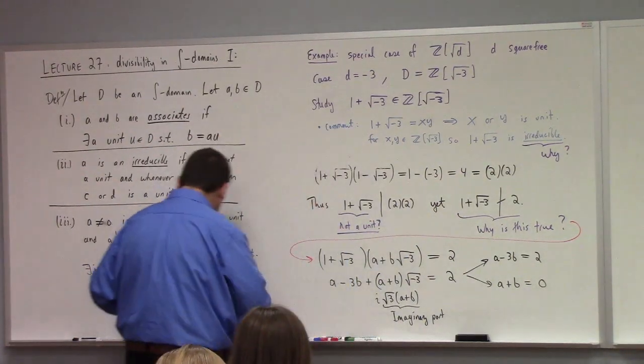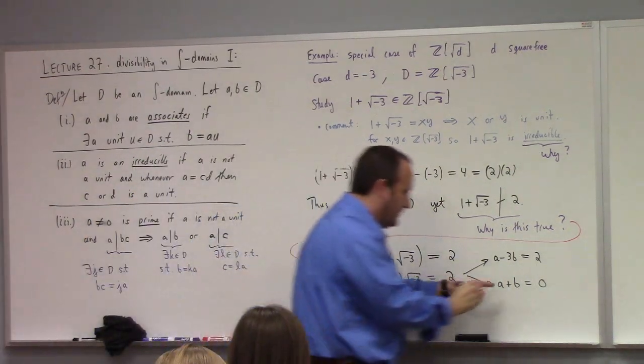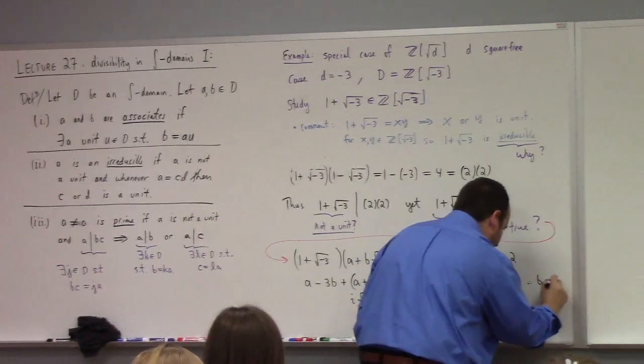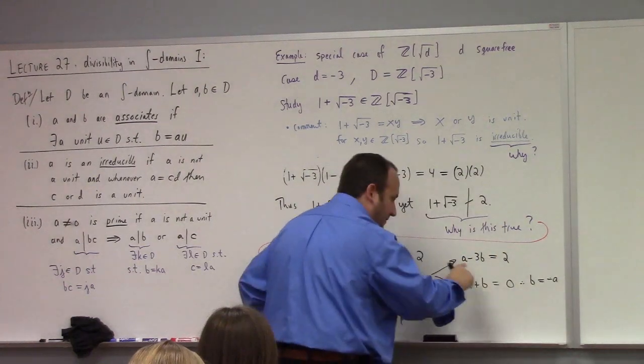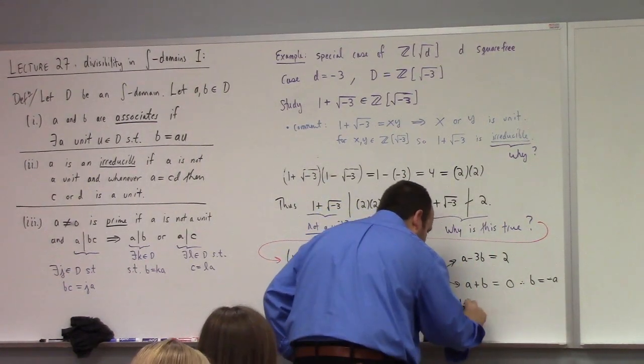There we go. Okay, so continuing, we've got b is equal to minus a, right? And then if you put that up in here, we get that 4a is equal to 2.